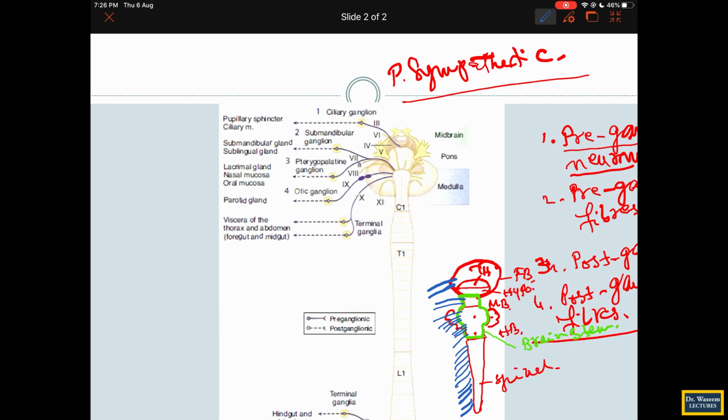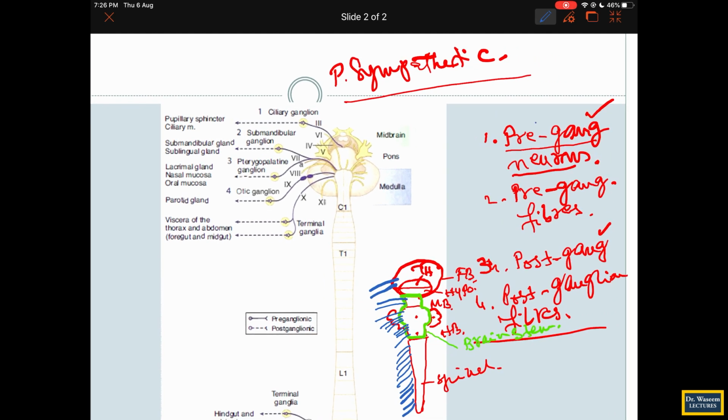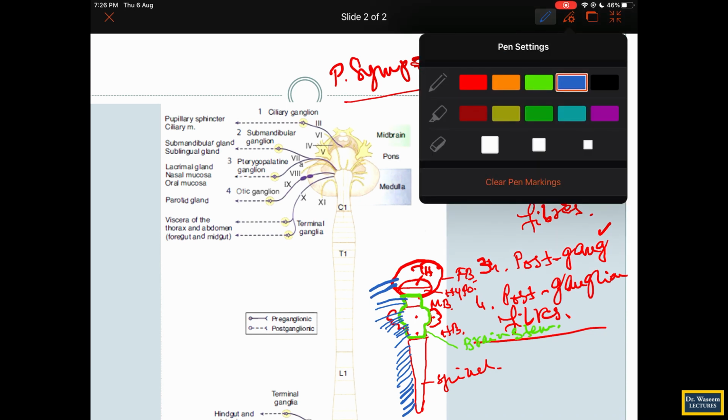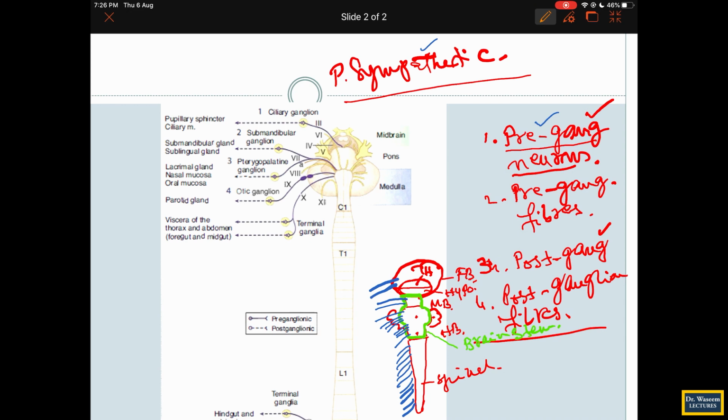Now, when we are discussing where our preganglionic neurons are in case of our parasympathetic nervous system, I am showing you they are located at 5 areas only. Out of these 5 areas, 4 areas are in the brainstem. One is in the midbrain, second is lying in the lower area of the pons, third is in the upper medulla, and fourth also in the upper medulla, you can say.